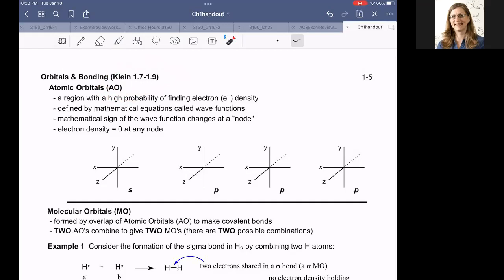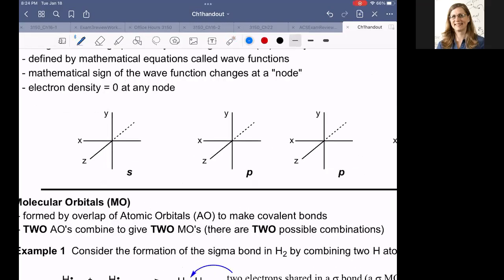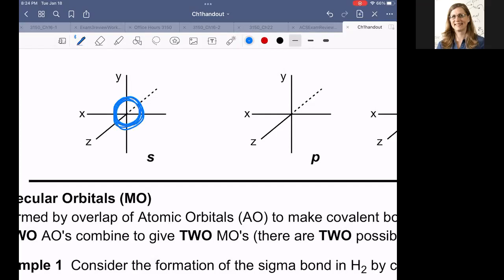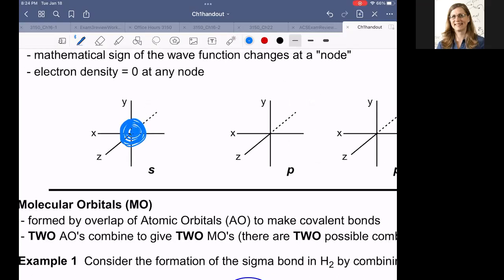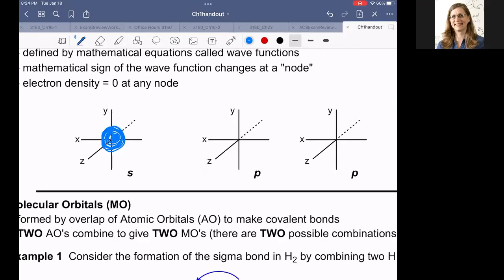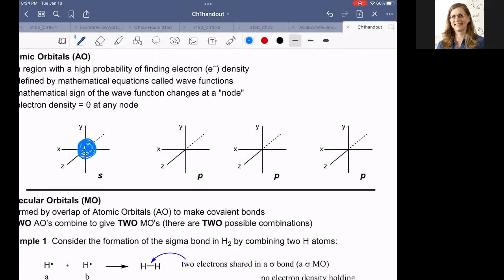So first of all, let's remember what atomic orbitals are. Let's review that. That is a mathematical description of a region where you have a high probability of finding electron density. And the mathematical functions, equations, are called wave functions. And we have things like an S orbital. If you remember what the shape of an S orbital looks like, it's just spherical around the X, Y, and Z axes, right? So it looks something like this. It's spherical. The P orbitals, however, have kind of a figure eight shape. And there are three possible solutions there to get different p orbitals.